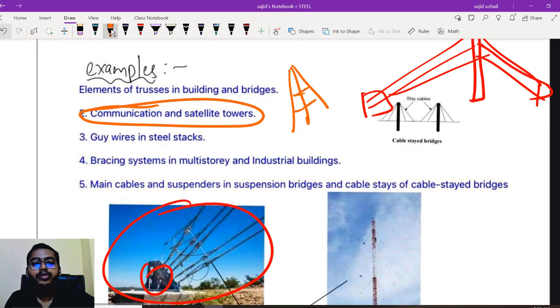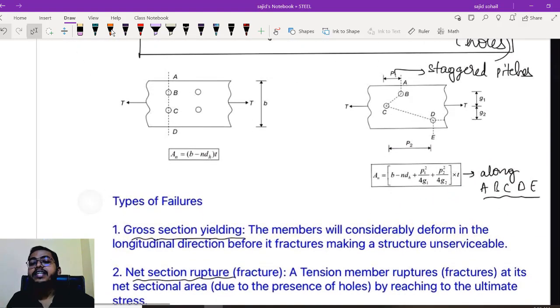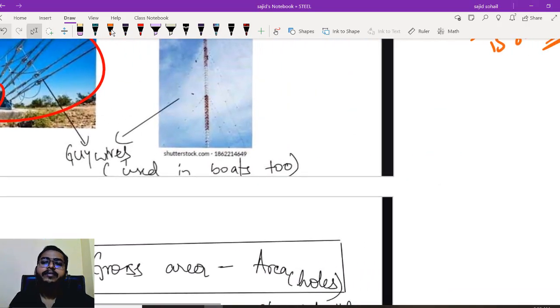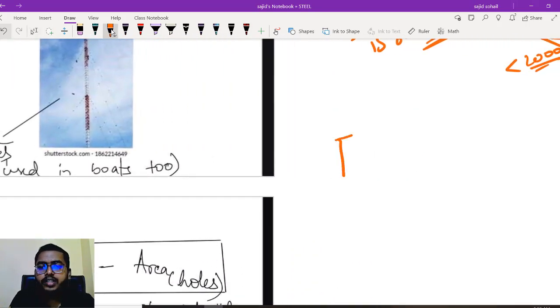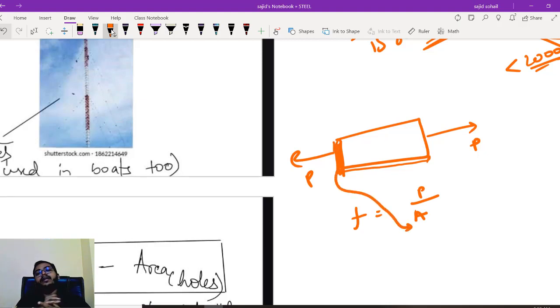So now coming to this examples, you are done, right? Now you are very much clear. Now let us see what are the various types of failures. Before going to that, let us try to understand a very important thing. If I am applying certain load on a plate, okay? So on a plate, something like this. What will be the stress induced? The stress induced will be nothing but P divided by area. Agreed or not? P divided by my cross-sectional area.